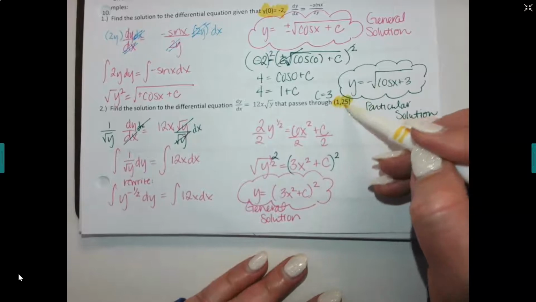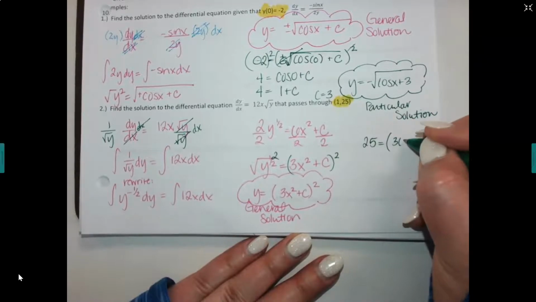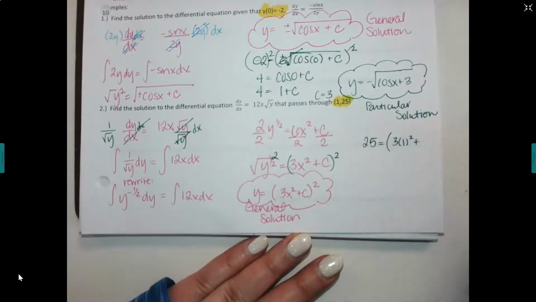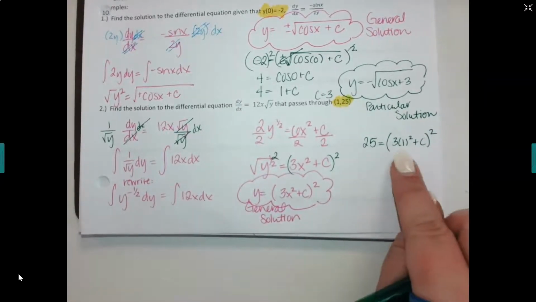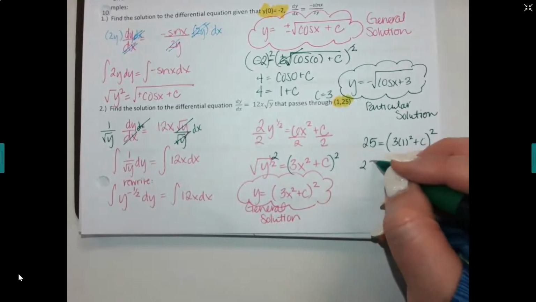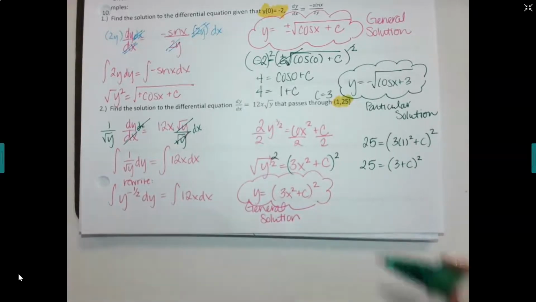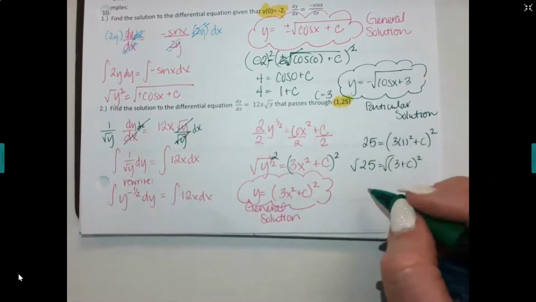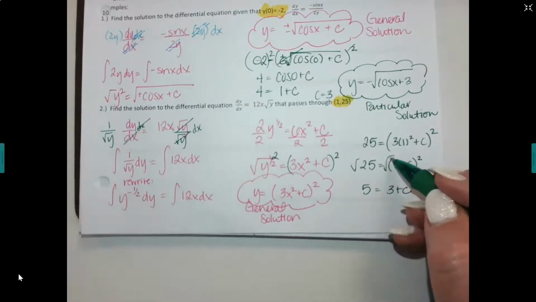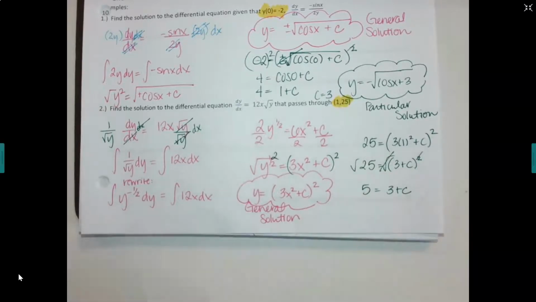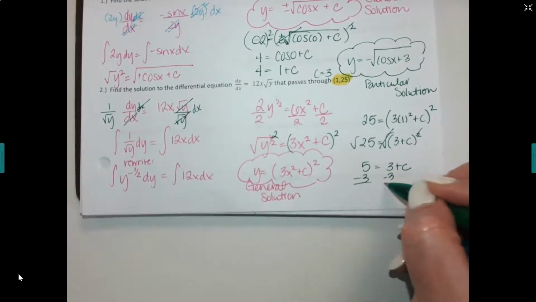25 needs to be the answer when I plug in x to be 1. So 25 equals 3 times 1 squared plus c squared. Okay? So 1 squared is 1. 1 times 3 is 3. So I have 25 equals 3 plus c squared. What's my next step? Square root. What's the square root of 25? 3 plus c. What happens to the squared? When I square root, the squared crosses out. Now I just have 3 plus c equals 5. So c has to be 2.